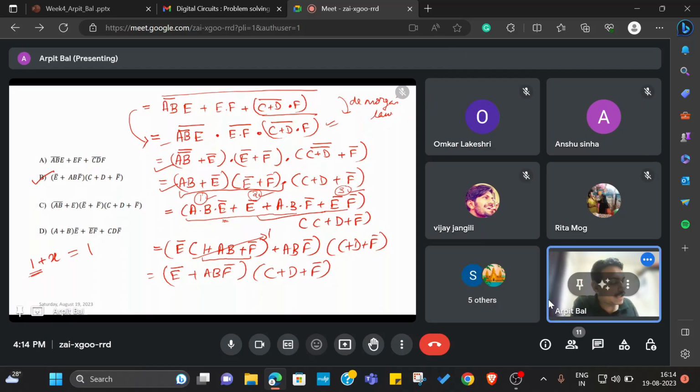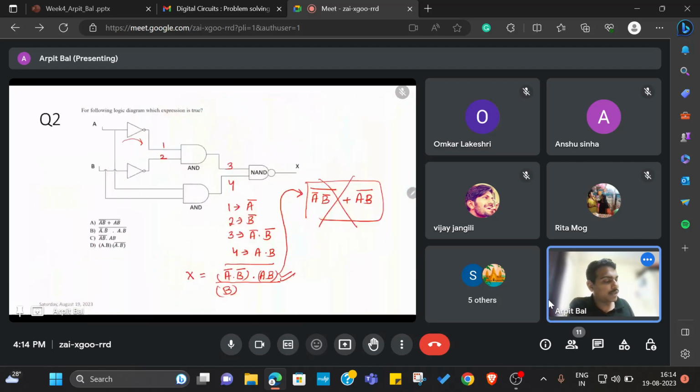After taking E bar common from these three terms, what we end up with is 1 plus AB plus F bar, and using the equation 1 plus x is equal to 1, this term vanishes as 1, and x dot 1 is always x. So using that, we have this simplified form as E bar plus AB F bar into C plus D plus F bar.